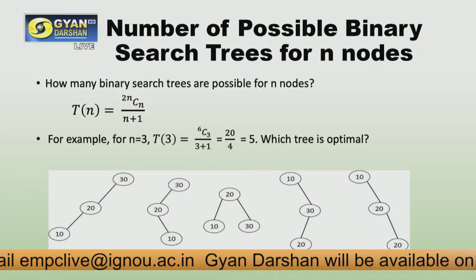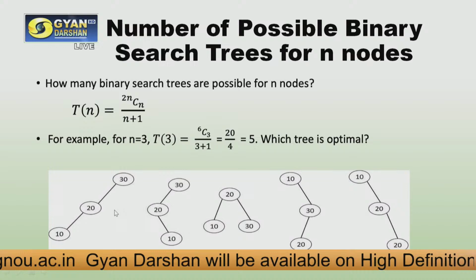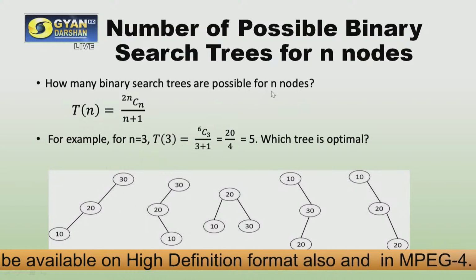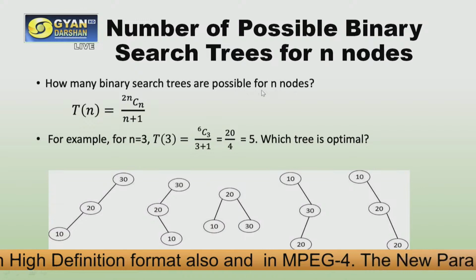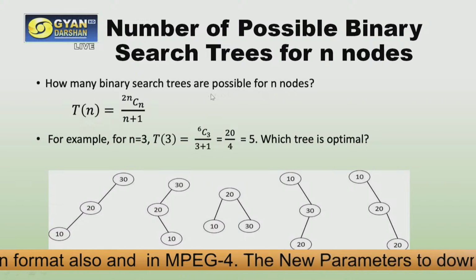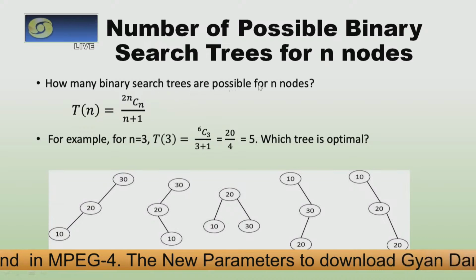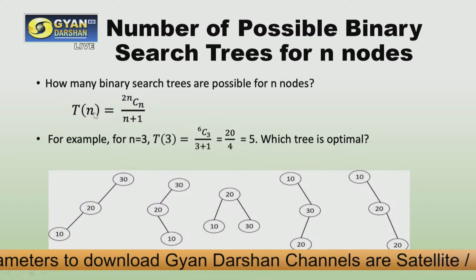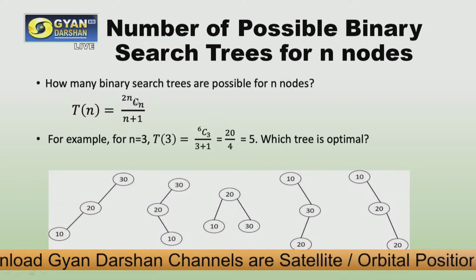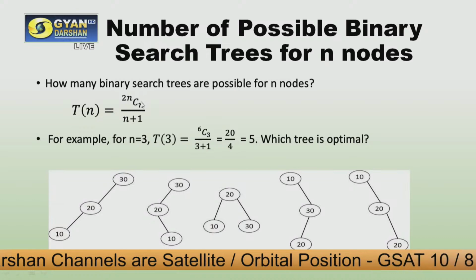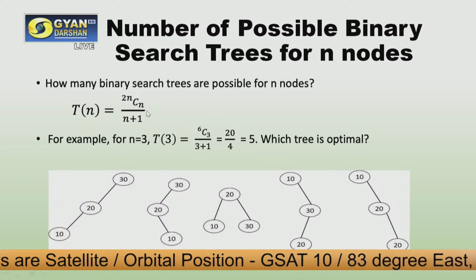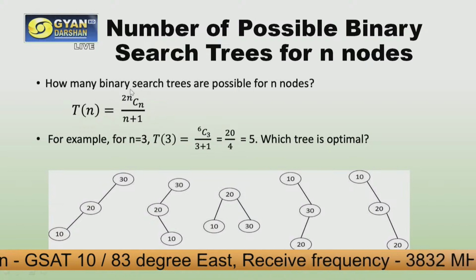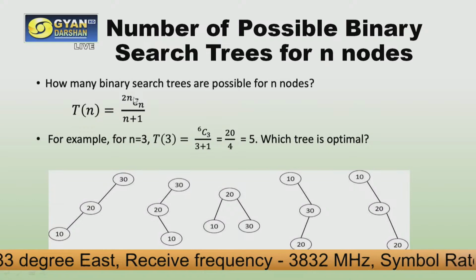Now, a very interesting fact is how many binary search trees are possible for n nodes. Suppose my binary tree has just n nodes, then how many binary search trees are possible in that particular case? Well, this is given by a formula, 2nCn divided by n plus 1. So these are the number of binary search trees which are possible given n nodes.